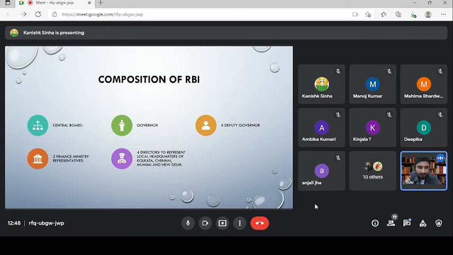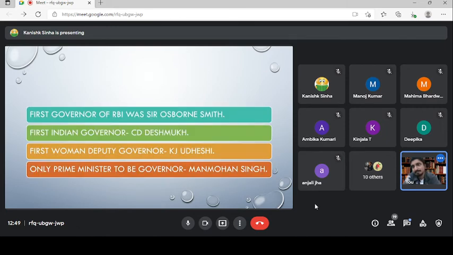So what you have to remember, the central board consists of a governor, four deputy governors, two finance ministry representatives, and then four directors to represent the local headquarters of Mumbai, Kolkata, New Delhi and Chennai. That is the four regions, that is South India, North India, East and West, being represented by these four directors. This is the whole composition of RBI.